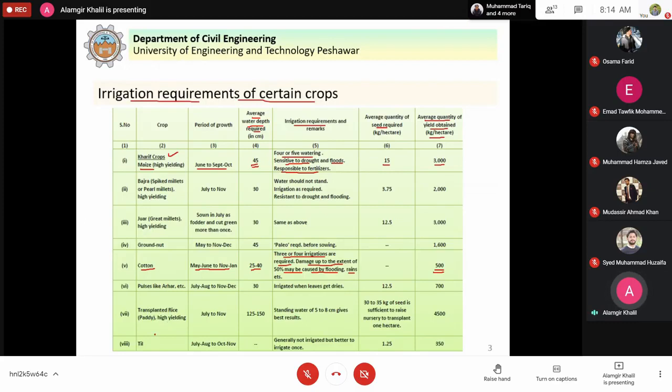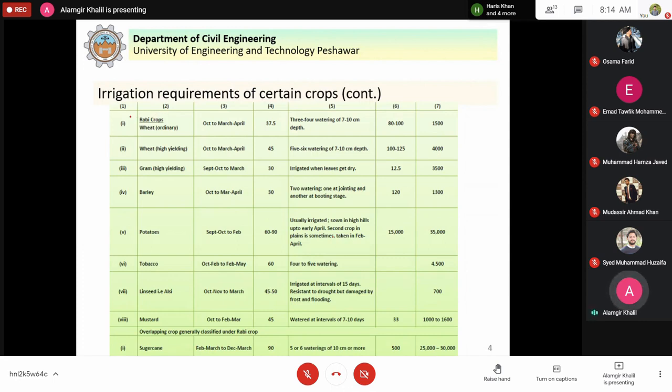Similarly, you can see this next one. This is an ancient crop that is used to obtain oil. This is the period of growth, and it generally does not require much water. You can see here, not mentioned. Generally not irrigated, but it is better to irrigate once. The average quantity of seed required is 1.25 kg per hectare, and the average yield obtained is 350 kg per hectare.